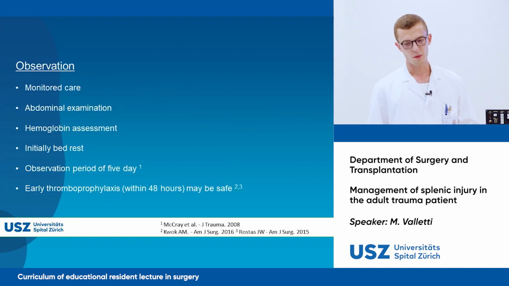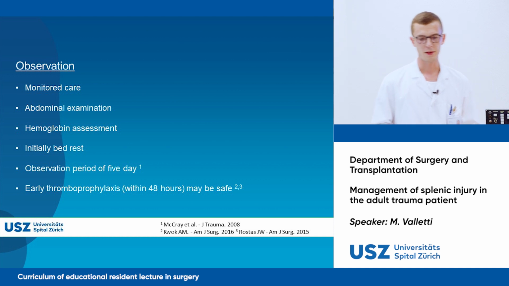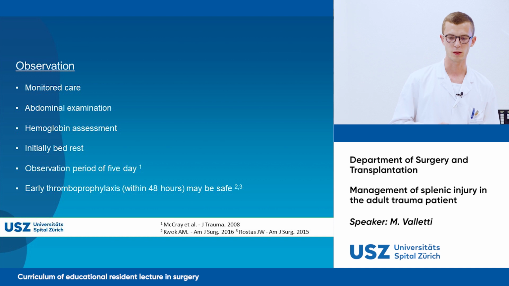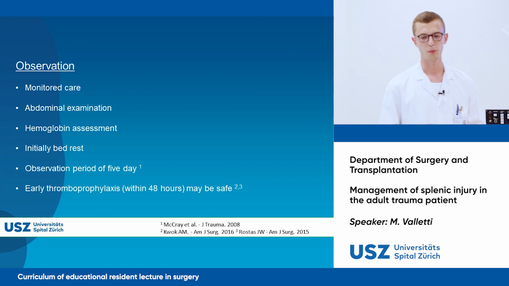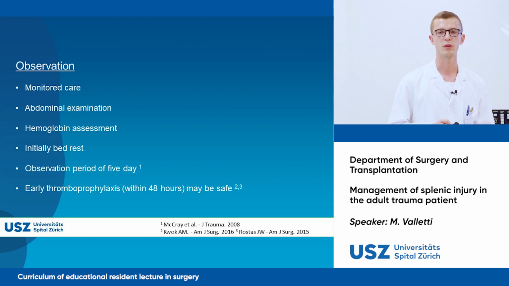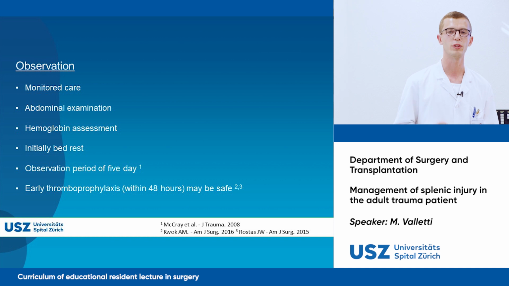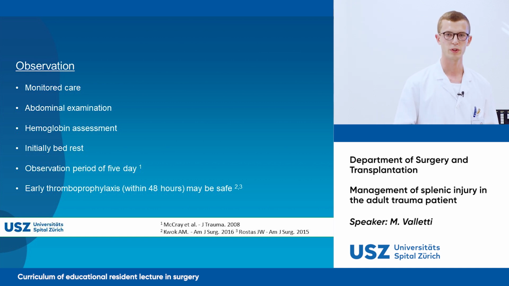If we decide to observe our patient, we need monitored care, serial abdominal examination, serial hemoglobin assessment, and the patient initially has bed rest, although no clear benefits exist for this practice. A study from 2008 shows that an observation period of 5 days identifies at least 95% of all patients who would require some form of intervention. Early thromboprophylaxis may be safe, but there are currently no standards for the initiation of prophylaxis in patients who are managed non-operatively.